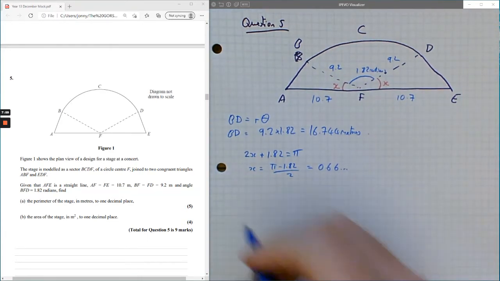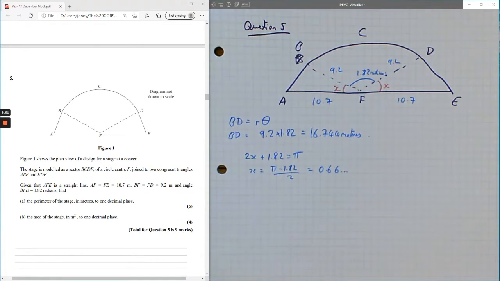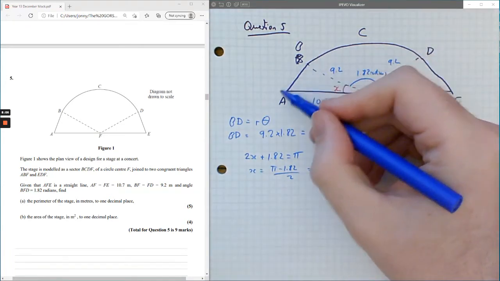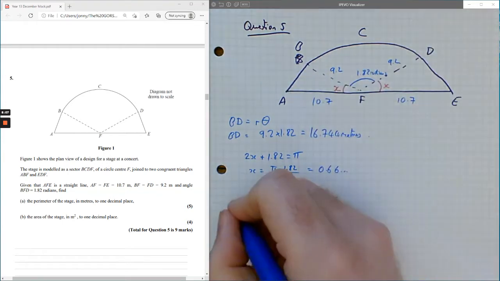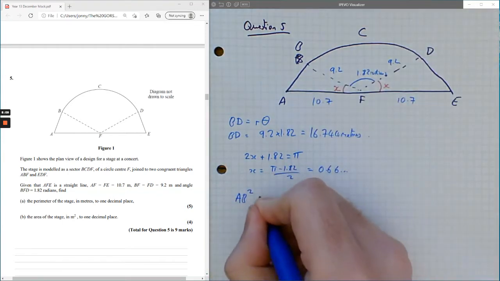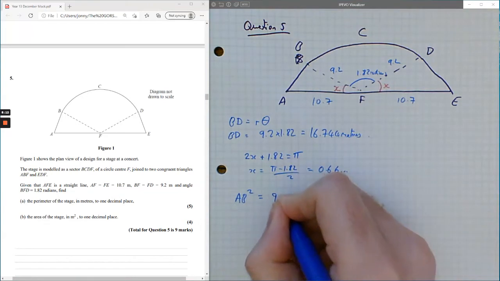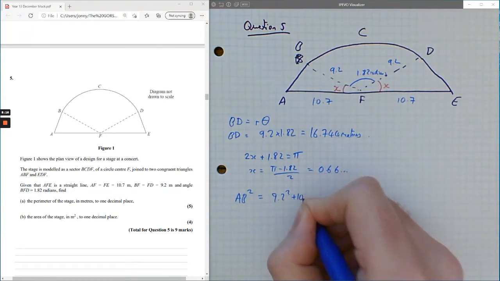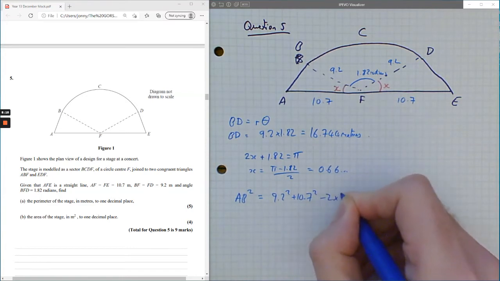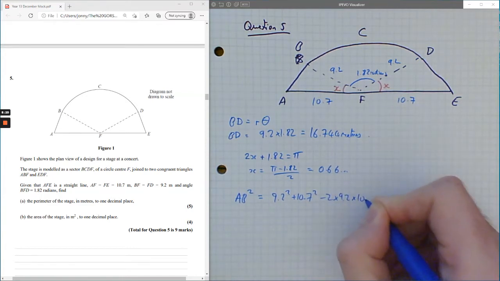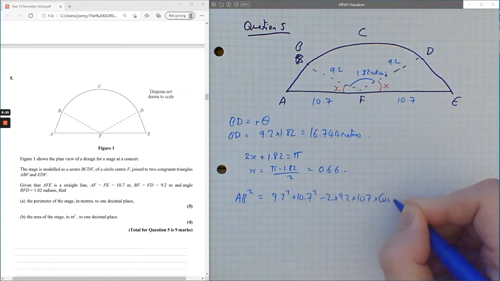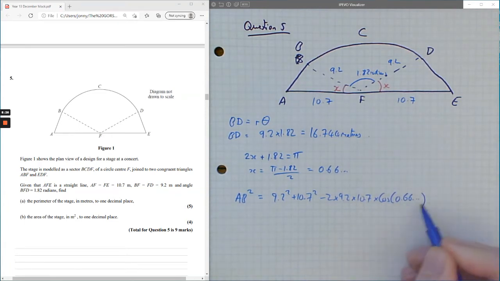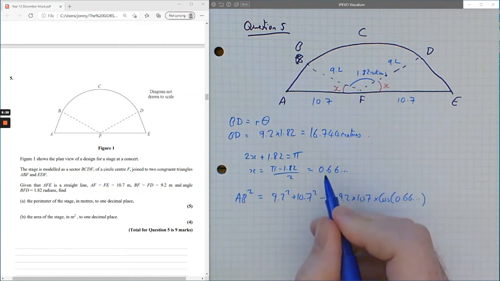We can then get AB using the cosine rule. So if we're looking at this, the cosine rule for this length here, AB, would be that AB squared equals 9.2 squared plus 10.7 squared minus 2 times 9.2 times 10.7 times cos 0.66. Make sure you calculate it in radians here, but using the full accuracy of the answer that we got from there.